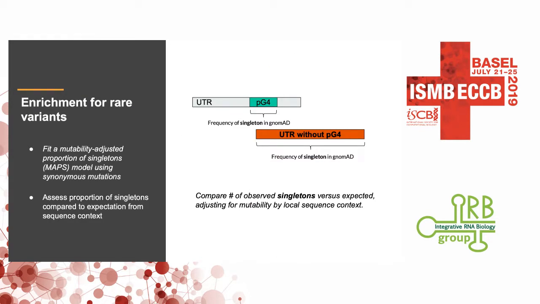We finally can ask whether or not there's an enrichment for rare variation. And in order to do this, we apply a mutability-adjusted proportion of singletons model. So a singleton is one variant observed in all of gnomAD. Proportion of singletons is based on the mutability of the local sequence context. So we take into account the local sequence context, and we calculate the expected number of singletons we would expect to see given that local sequence context.